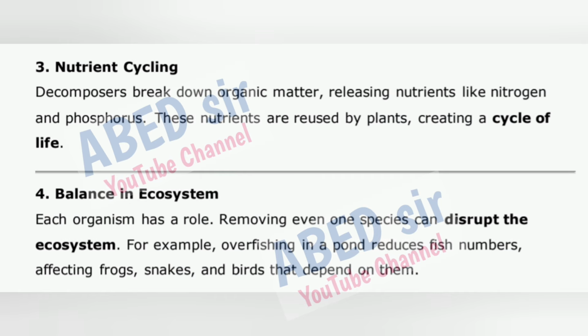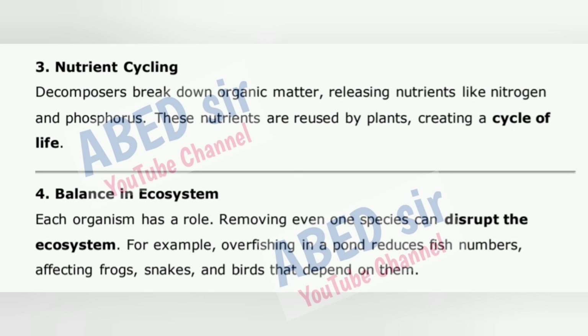3. Nutrient cycling. Decomposers break down organic matter, releasing nutrients like nitrogen and phosphorus. These nutrients are reused by plants, creating a cycle of life. 4. Balance in ecosystem. Each organism has a role. Removing even one species can disrupt the ecosystem.